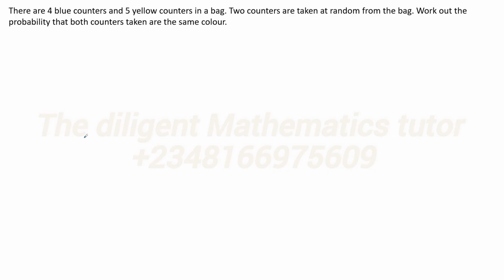Okay, so let's look at this, a higher form of it. There are 4 blue counters and 5 yellow counters in the bag. 2 counters are taken at random from the bag. Work out the probability that both are the same color. So let's understand the question. We have 4 blue counters and 5 yellow counters. 2 counters are taken at random. Probability that they are the same color.